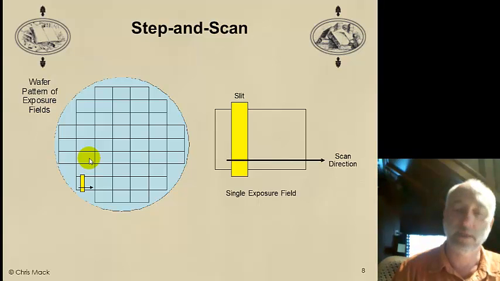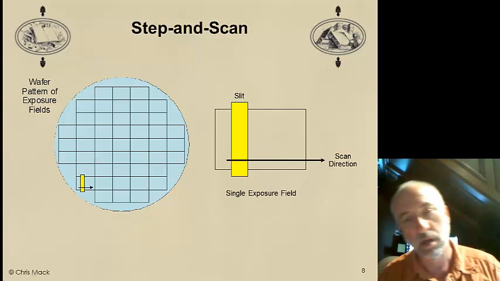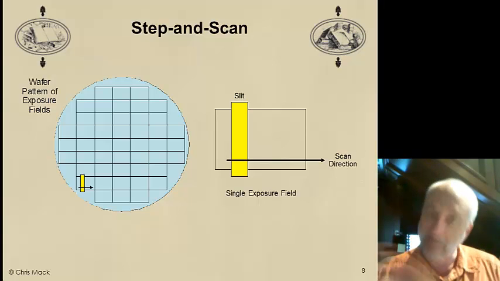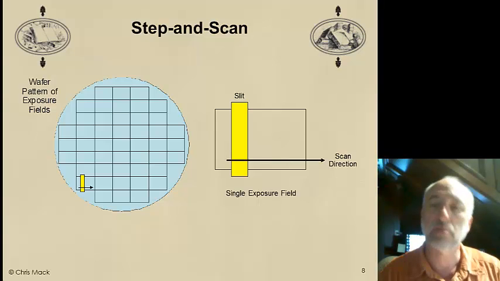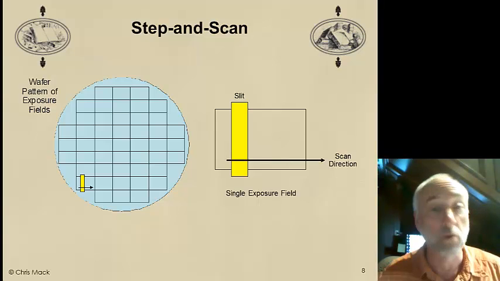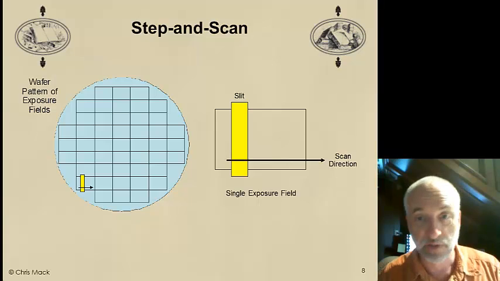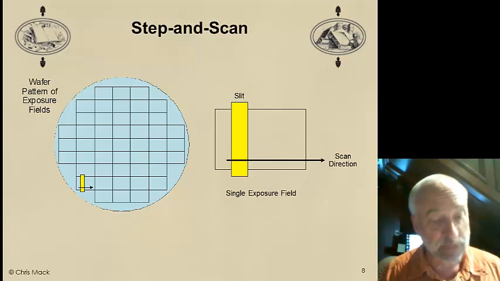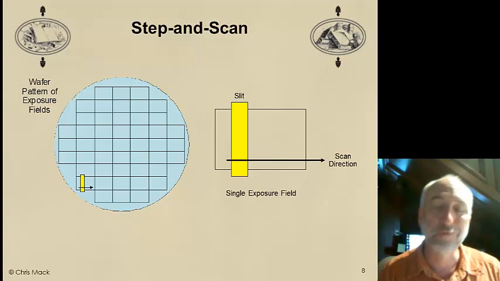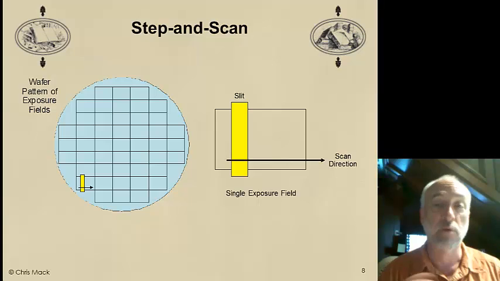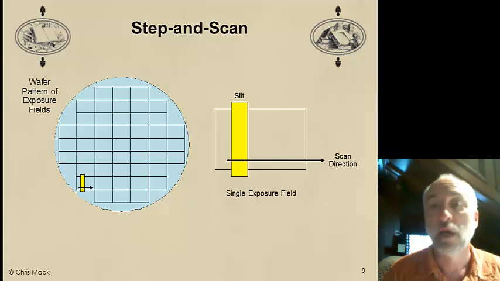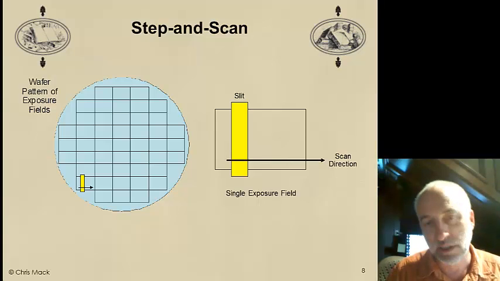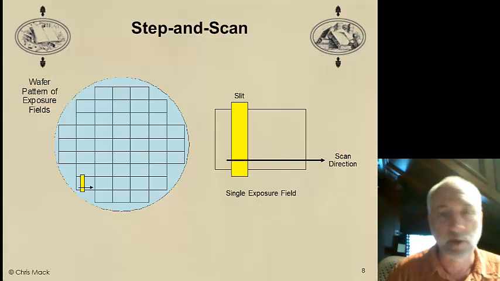This has some advantages. First of all, I can use reduction. I can make the mask 4x bigger, and that's the popular reduction ratio that's used in all tools today that use step and scan, 4x. The mask is 4 times bigger and therefore 4 times easier to make. I mean, that's a crude way of saying it, but basically it's easier to make a 4x mask than a 1x mask. And I get some advantages in terms of the performance and the speed that I can expose.